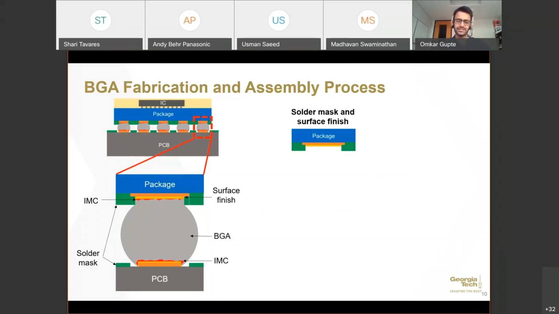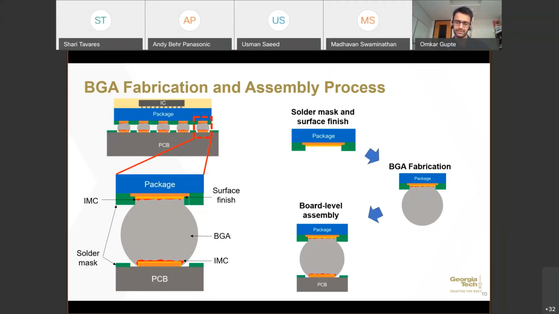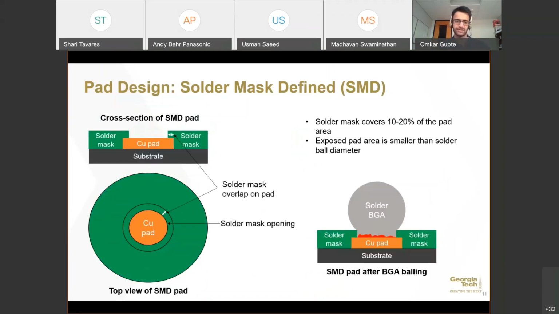So to start off with the fabrication process, it starts off with the final layer of the substrate design. Though this is still a part of the substrate fabrication process, the pad and the solder mask need to be defined and designed to be compatible with the BGA. So we first start with the solder mask and surface finish, or the pad design. Then we fabricate the ball on the package itself, and finally do the board level assembly on the PCB. I'll first talk a little bit about the pad design and the surface finish design and the different types involved.